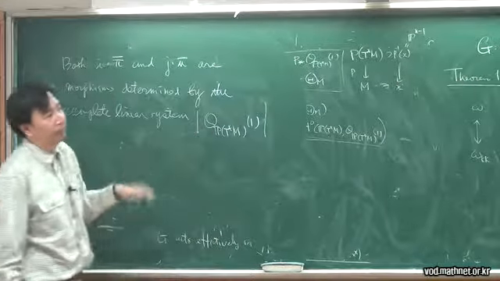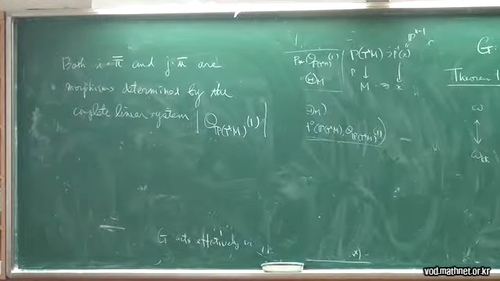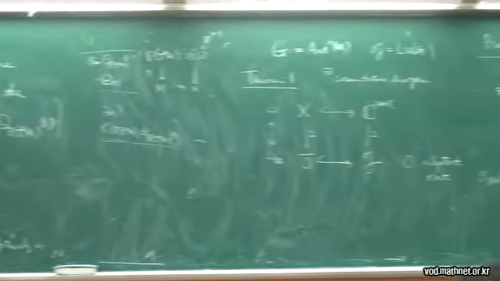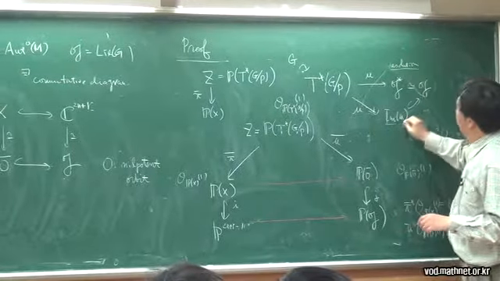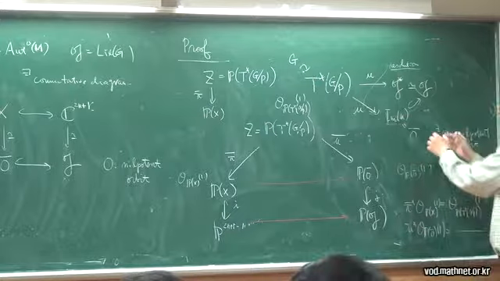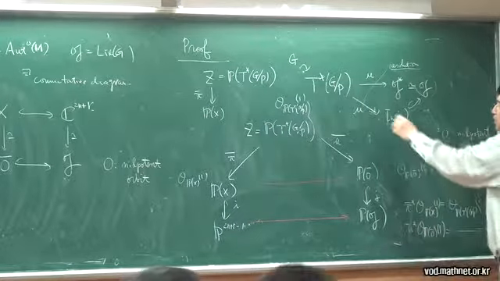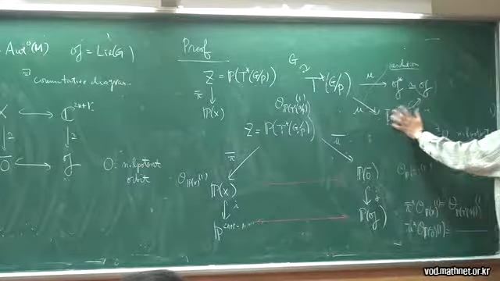Excuse me, is mu injective? No. Mu is, in this case, a resolution. It has singularities, but almost everywhere it is an isomorphism. But this is some resolution. This is a smooth variety, and this is a singular variety.